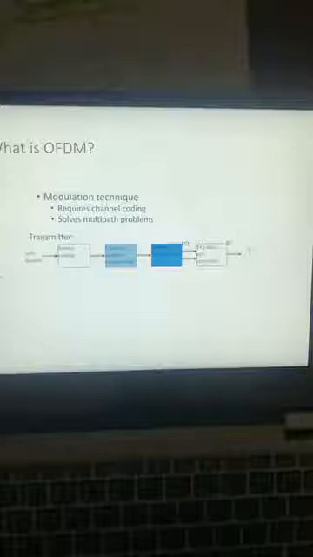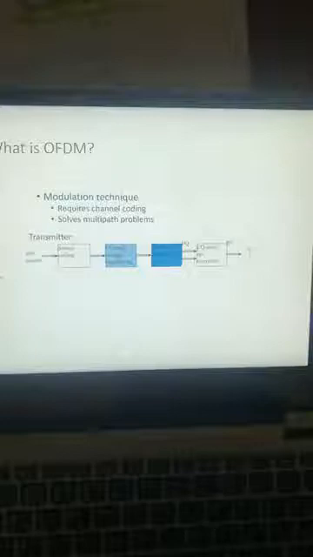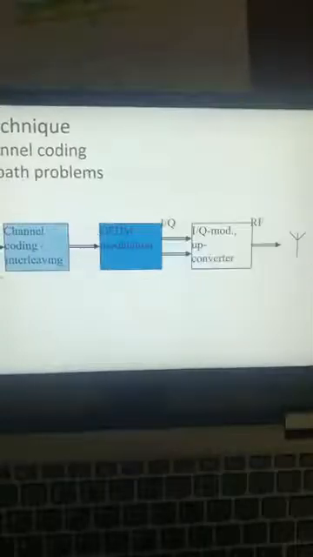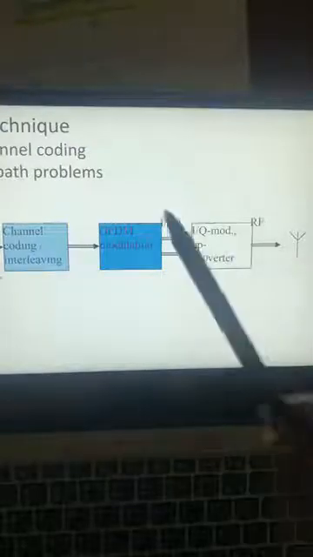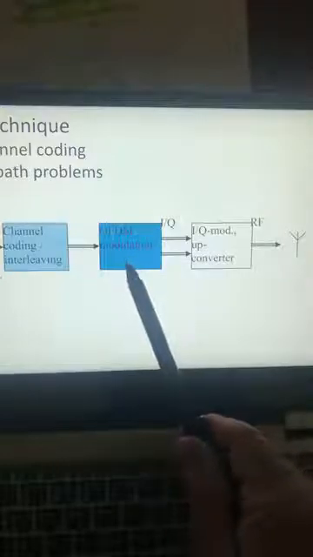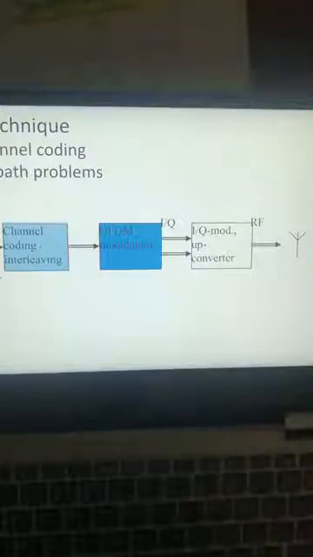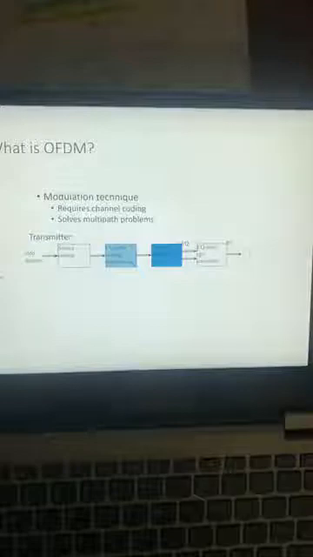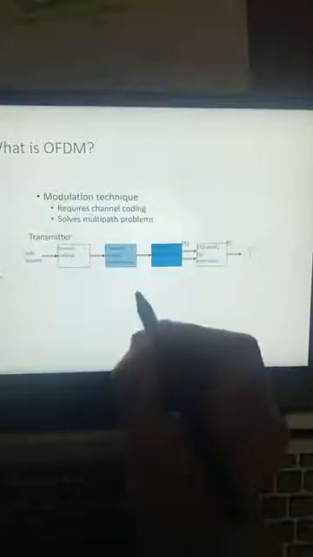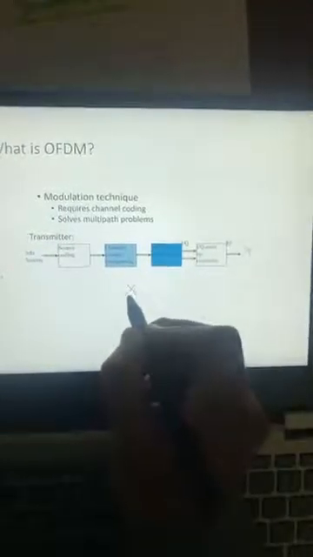This is another application, which is OFDM. As I mentioned, OFDM modulation is nothing but doing the inverse FFT. And how does it do that? Because if you remember, the inverse FFT formula is this.